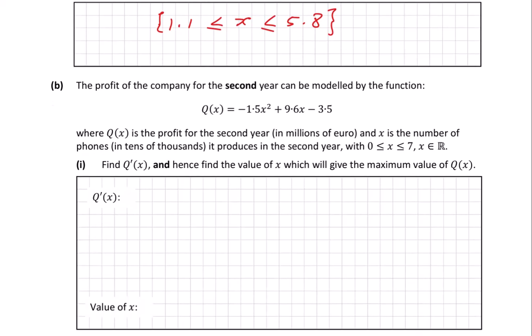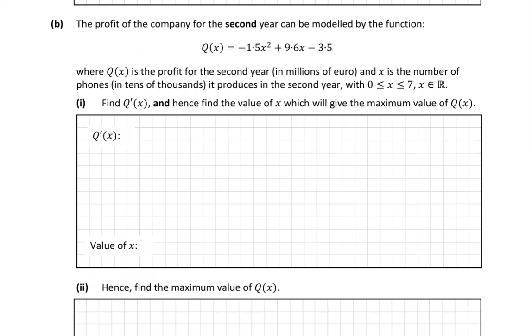Okay, so the profit of the company for the second year can be modeled by the function q of x equal to minus 1.5x squared plus 9.6x minus 3.5, where q of x is the profit for the second year in millions of euros, and x is the number of phones in tens of thousands it produces in the second year. This time x is between 0 and 7, x is real. Find q prime x, and hence find the value of x which will give the maximum value of q of x. So what we've got to do is differentiate this.